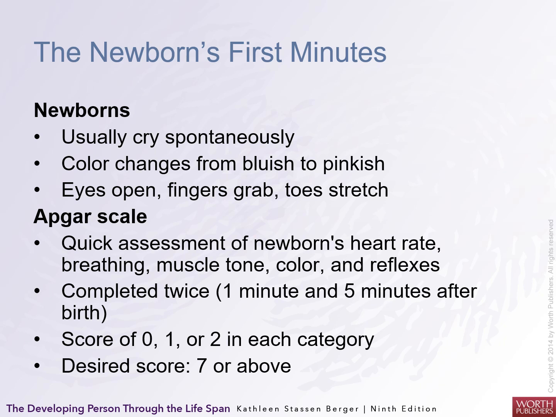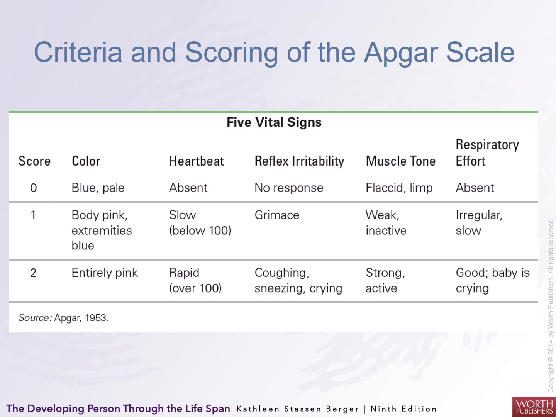This is all measured on something called the Apgar scale, which is a quick assessment of the newborn's heart rate, breathing, muscle tone, color, and reflexes. It is completed twice, at 1 minute and at 5 minutes after birth. The scores range from 0 to 1 to 2 in each category. Typically, you're looking for a desired score of 7 or above. And this just gives you an assessment of what APGAR means.